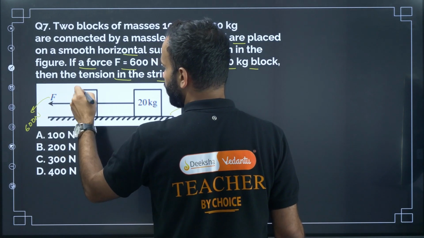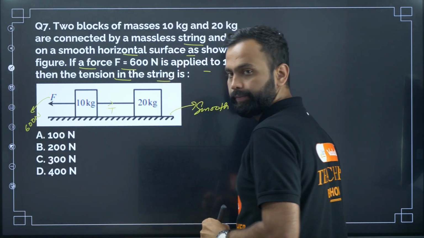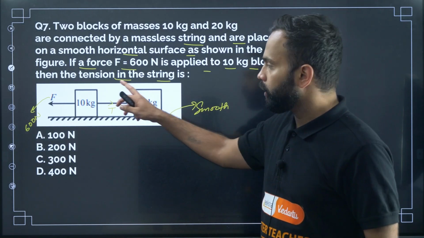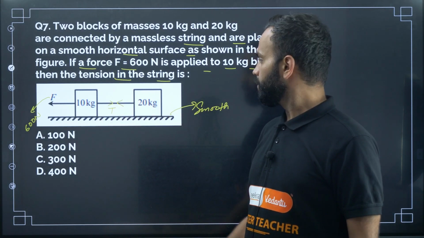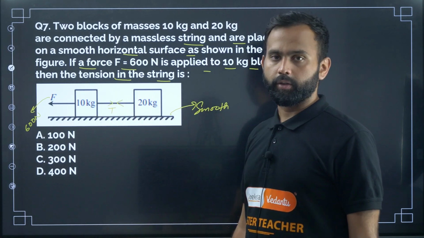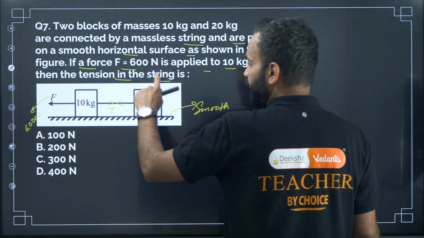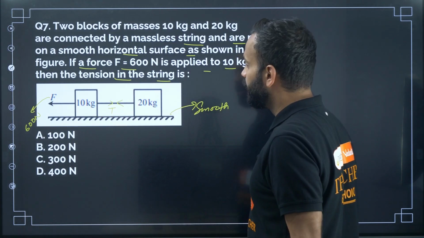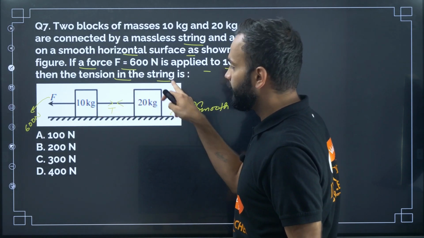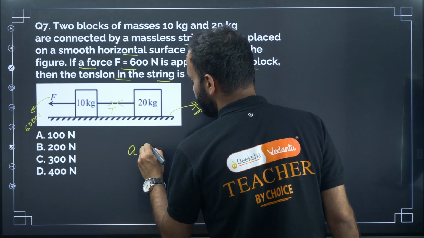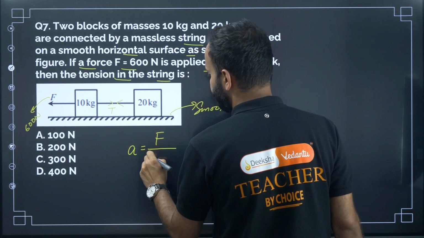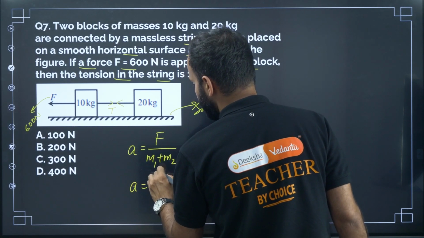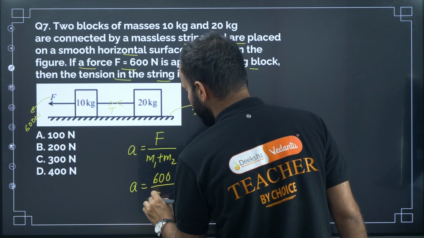So when you apply force on the 10 kg block, what happens? Tension will develop. Here both blocks are moving with the same acceleration, because the string is connected to both blocks. So now find the acceleration of the system. The system is the two blocks plus the string. Anyway, the string is massless. Acceleration of the system, A, equals applied force divided by total mass, that is m1 plus m2. So acceleration A equals 600 Newton divided by m1 plus m2, that is 30 kg.